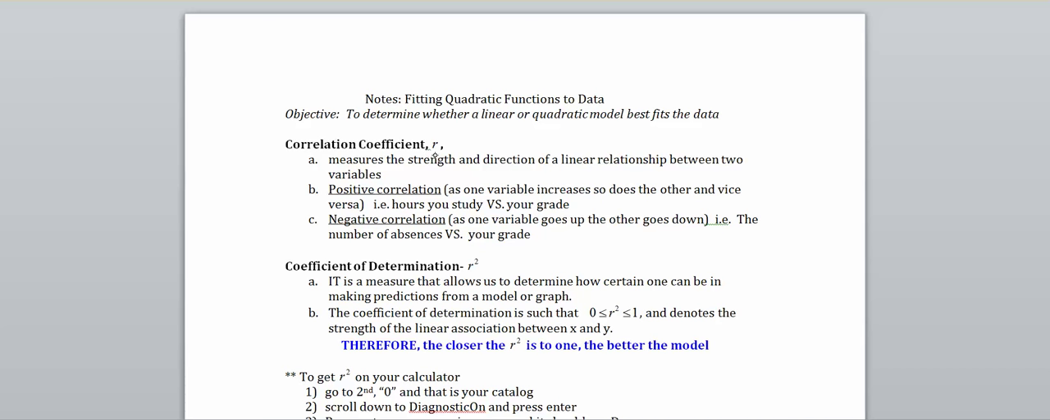One is the correlation coefficient. The correlation coefficient is designated as the letter R, and it measures the strength and direction of a linear relationship between two variables. It really just tells you how they're related, or if they're related.